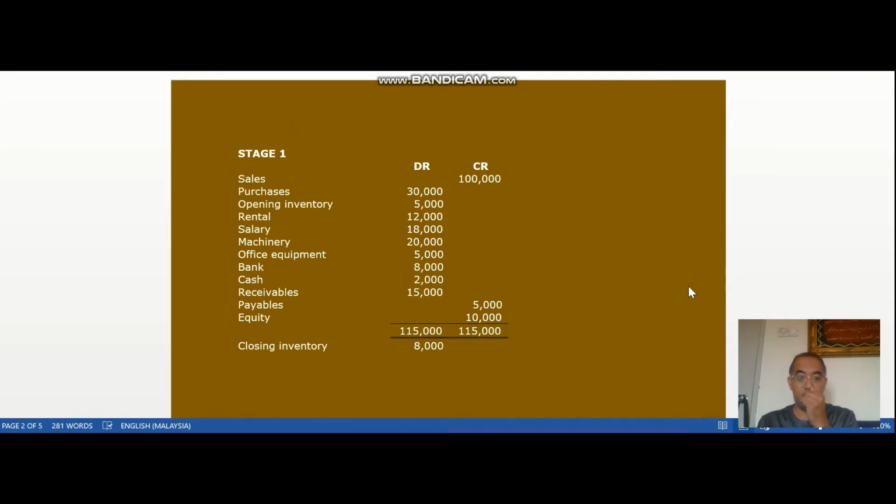Okay, so this is the question. For stage 1, we have a balanced trial balance that is 115,000 for the debit and credit, and it is very short.